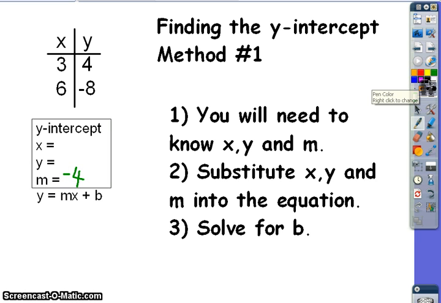Now, x, it's got to be one of these numbers. It's not the x difference that was over here. It's got to be one of these. So I'll pick the first one. X is 3, so my y is 4.